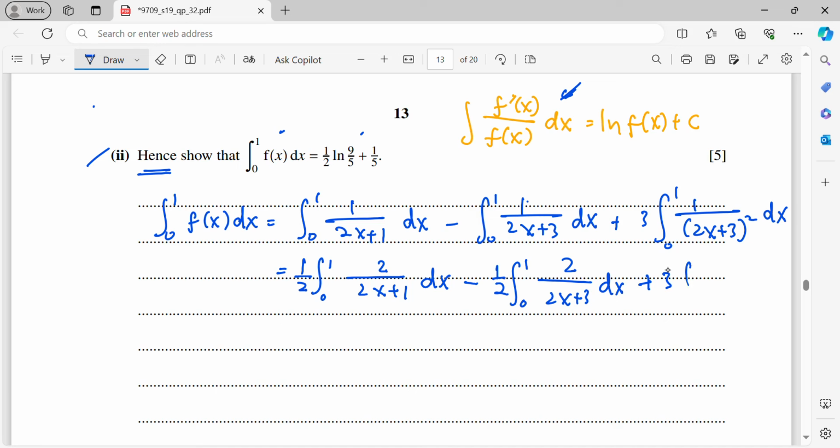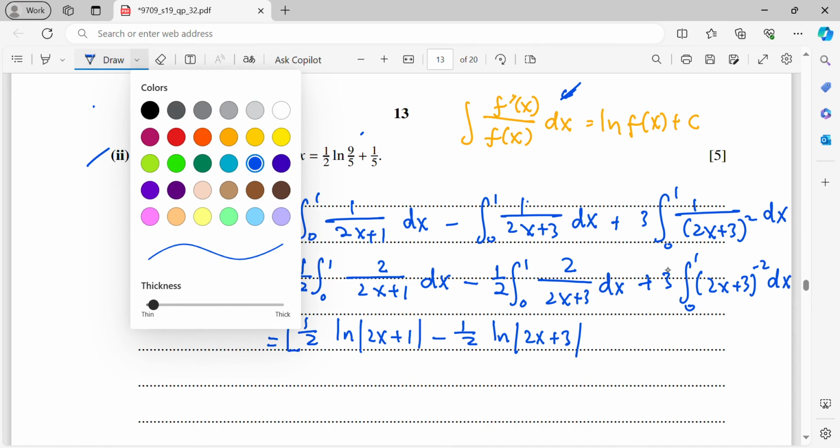So plus 3 integrate (2x + 3)^(-2) dx from 0 to 1. Okay, and now for the first integration, that is half ln of the denominator. Here I put a modulus to make sure that it is positive. And then I will consider the limits now. Then minus, the second term is half ln of the denominator.